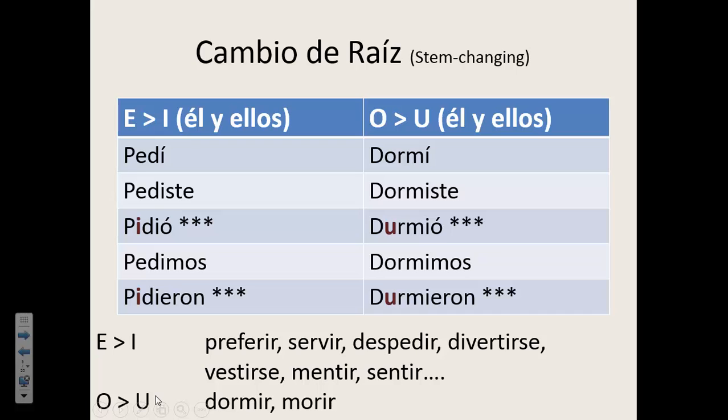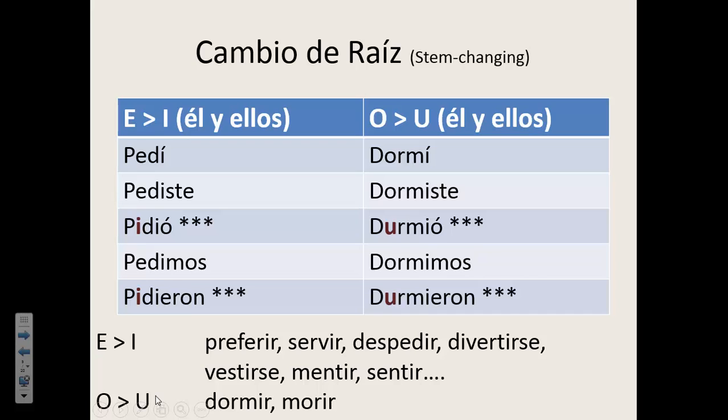Pedir, as you can see, stem changes from E to I in the usted and the ustedes, and dormir is the same. So I would say pedí, pediste, pidió, pedimos, pidieron. I asked, you asked, she asked, we asked, they asked. Or dormir: dormí, dormiste, durmió, dormimos, durmieron. I slept, you slept, she slept, we slept, they slept. As you look on the PowerPoint below, verbs like preferir and servir and despedir, those all follow the same stem changes.